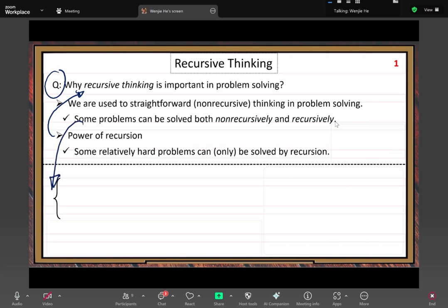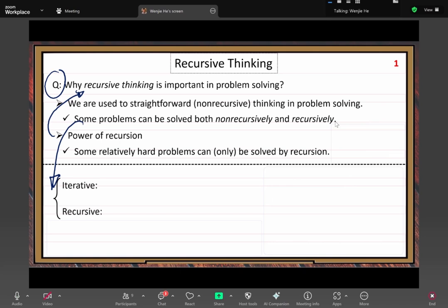Now, let me explain this point. Compare two different ways to solve a problem. One is the non-recursive way, which we usually call the iterative way. With this way, we want to avoid recursion. The typical way to avoid recursion is to use iterations, for loops and while loops. Then we can avoid recursion. So we feel very comfortable with this iterative method.